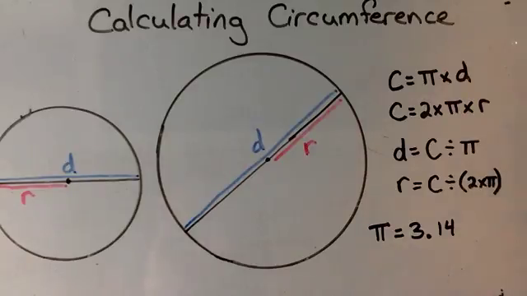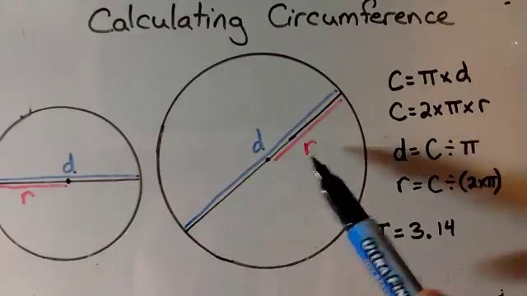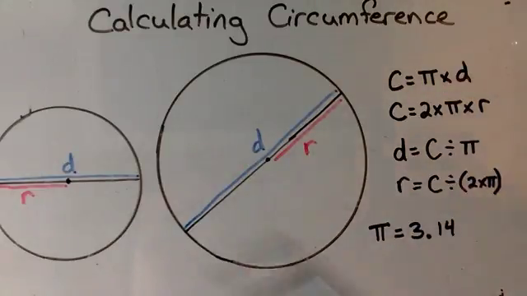So as you work through problems where you're given the circumference, you can find the diameter and the radius, or if you're given a diameter or a radius, then you can find the circumference of a circle. So I hope you find this useful.